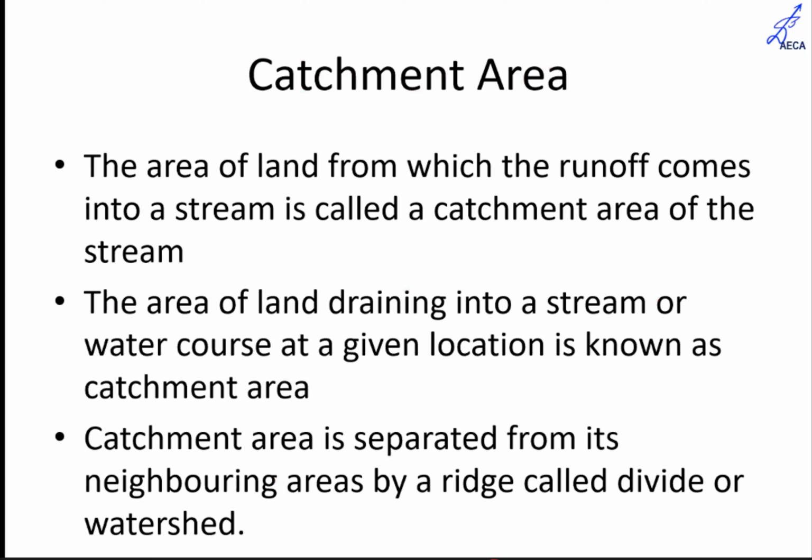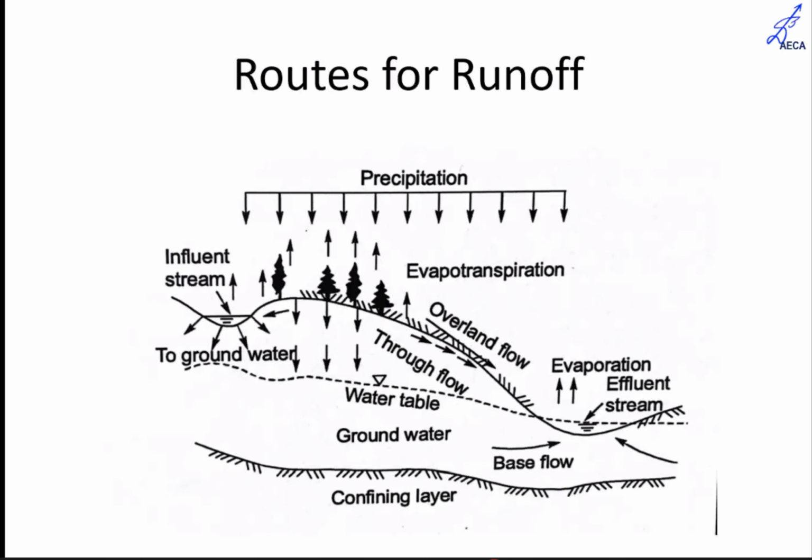Further, the area of land draining into a stream or water course at a given location is also known as a catchment area. There will be a number of catchments, and these are separated from the neighboring areas by a ridge, which is called a divide or watershed boundary. What are the routes for the runoff? The runoff can have an overland flow, which is called a surface runoff, or through a stream, or it will further go below the ground and maybe contribute to another stream in another catchment.